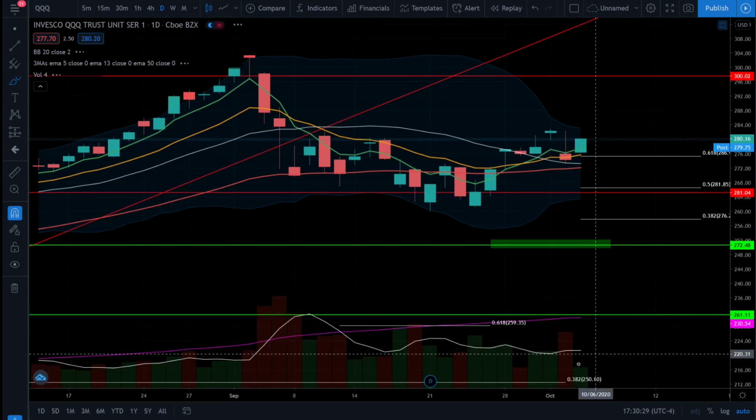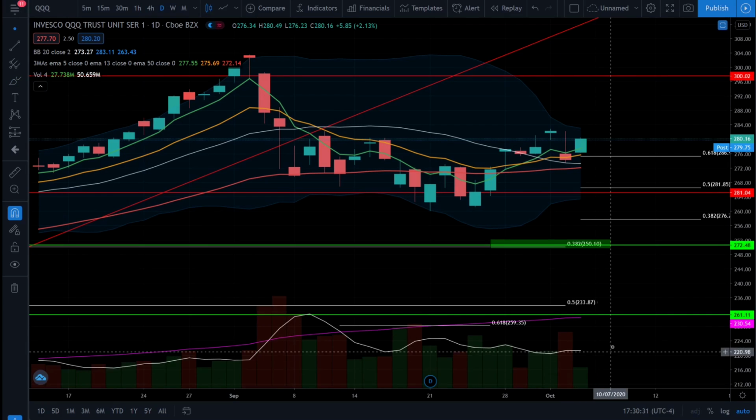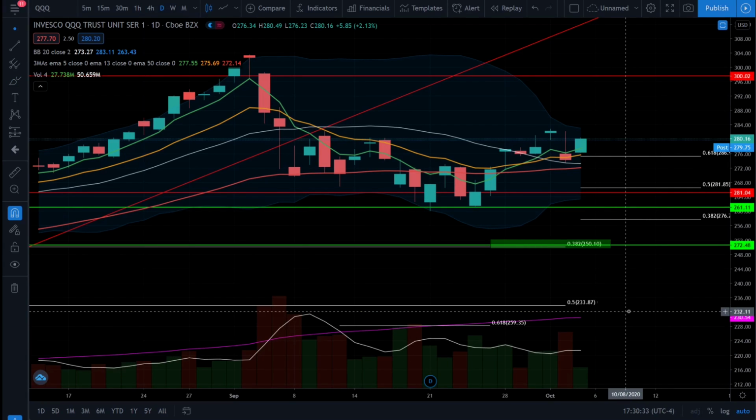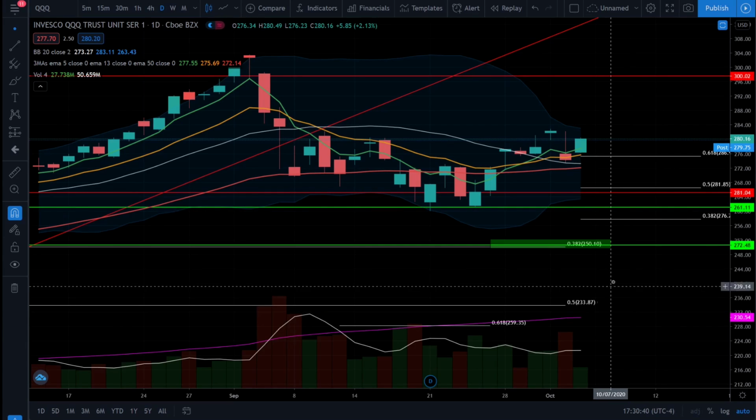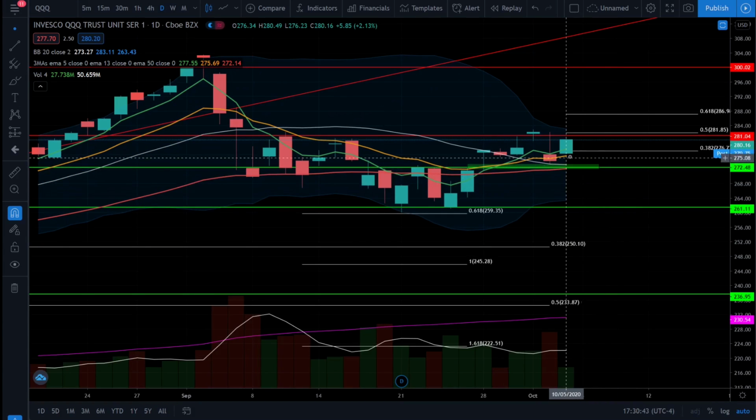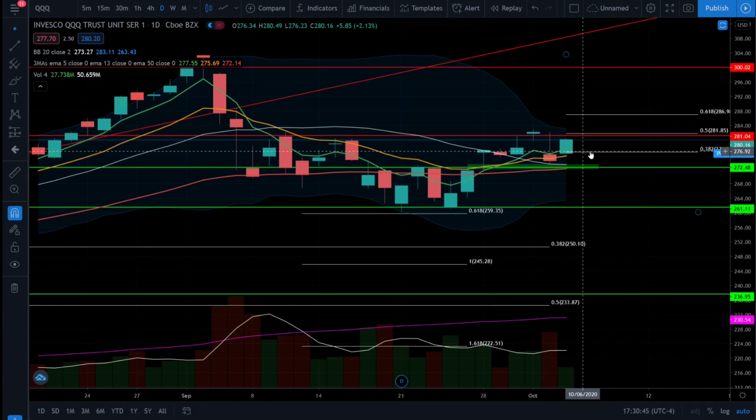Next up, let's take a look at the Nasdaq 100, and we're looking at the QQQ ETF, and we see another bullish day on the Nasdaq 100 closing up 2.13%. Now we're also closing above the 20 simple moving average, and we have that 5 EMA trading above that 13 EMA, which is telling us that we do have that short-term bullish trend.